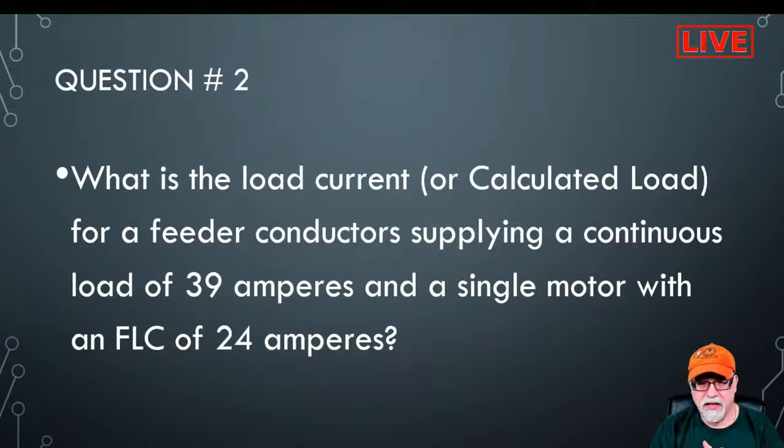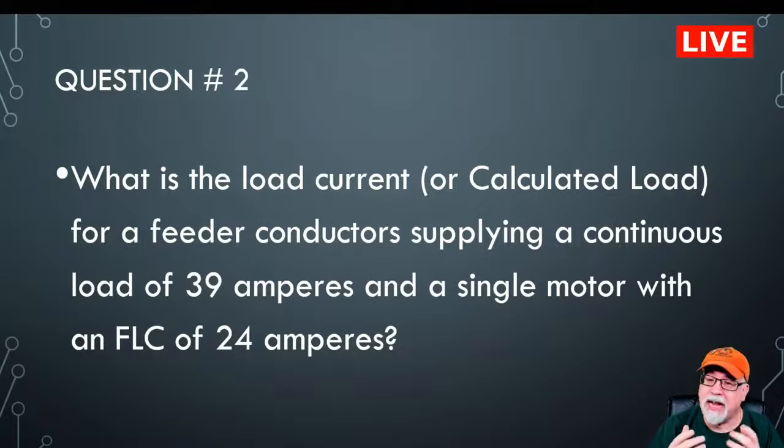Very common question. Okay, what is the load current or calculated load for a feeder conductors supplying a continuous load of 39 amperes and a single motor with an FLC of 24 amperes? Okay, in the real world, in reality, you might say, well, okay, I get the 39 amps as being told that it's a continuous load. I get it. In reality, you need to understand something. When they tell you it's a continuous load, it's just telling you that that 39 amps is going to be running continuous and to treat it as continuous.